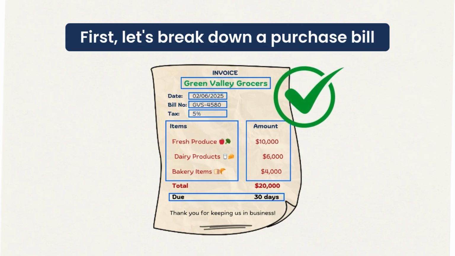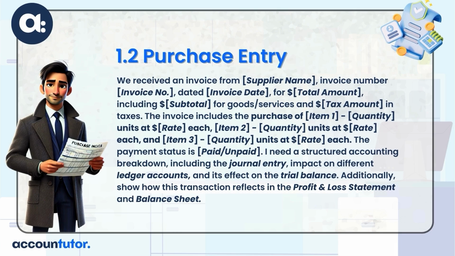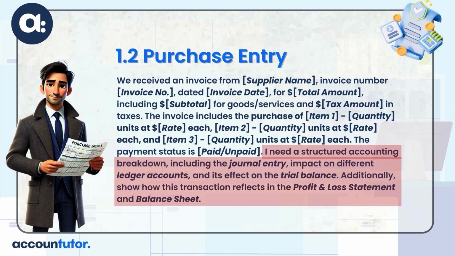To make this process even easier, we have created a powerful ChatGPT prompt that structures the accounting entry for you. You can see the prompt on the screen now. It captures everything you need, including the supplier details, invoice number, date, total amount, and a breakdown of the purchased items, along with their quantities and rates. It also asks for the payment status and whether the bill has been paid or is still outstanding. Finally, it requests a structured accounting breakdown, including the journal entry, impact on different ledger accounts, and how it reflects on the trial balance, profit and loss statement, and balance sheet.